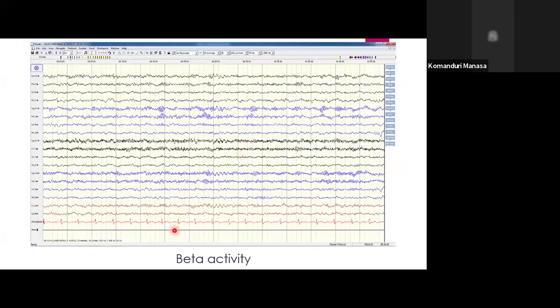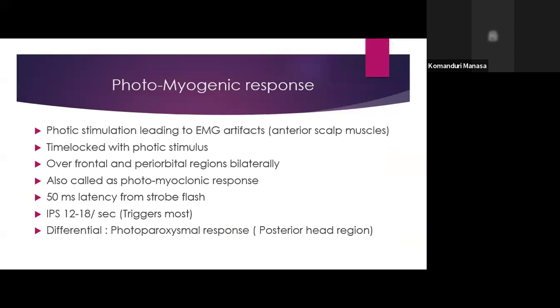The myogenic and beta activity can be differentiated, particularly when the fast activity occurs over the vertex region, where there are no muscles. So that should raise the possibility of beta activity or gamma activity rather than a myogenic response.